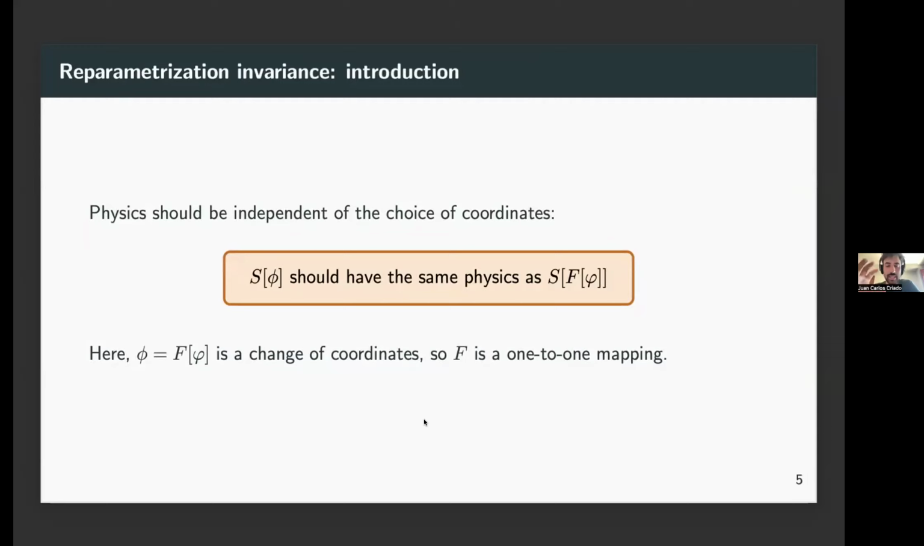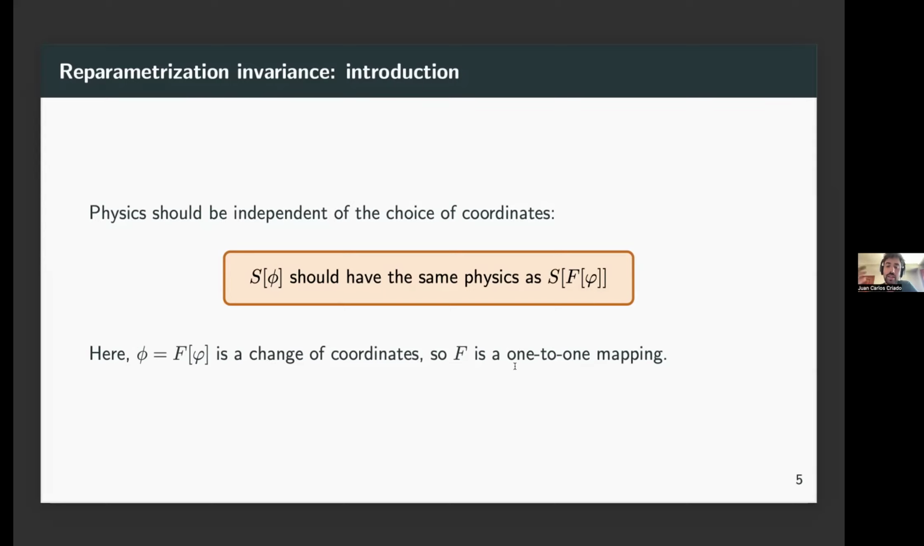Just to make it clear, the idea here is that you have your action, which depends on the fields, but the field phi that you choose is just a coordinate in field space. You could choose another coordinate, let's say curly phi, and the action that you get by replacing that should give equivalent physics, right? It shouldn't matter what field you're using to parameterize your configuration space. This is true, but it should be noted that F must be a one-to-one mapping, right?